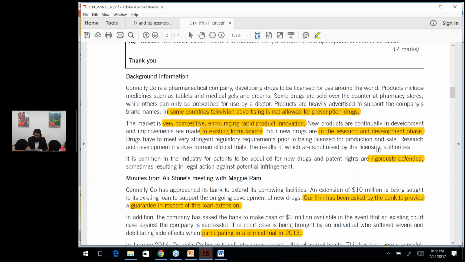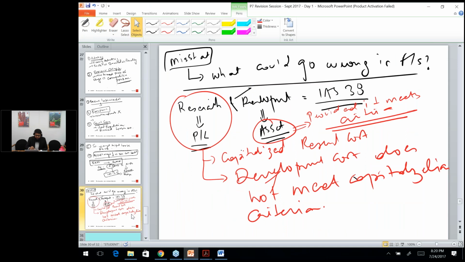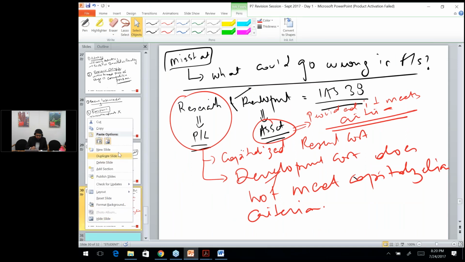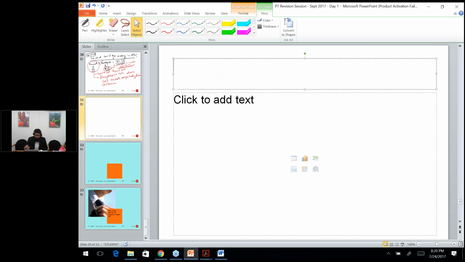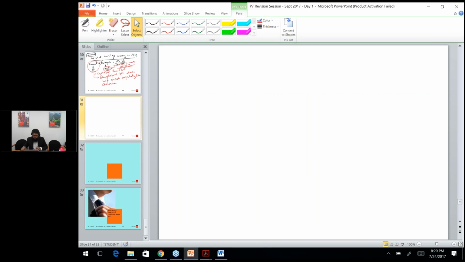It says it is common in the industry for new drugs to be acquired and the patent rights are rigorously defended, sometimes resulting in legal action. Connolly has approached the bank to extend its borrowing facilities. Now let's come over here. Let's put it in your mind that whenever you come across a scenario where the company wants to obtain finance, every company that wants to obtain finance would want to show a very good picture to the bank.